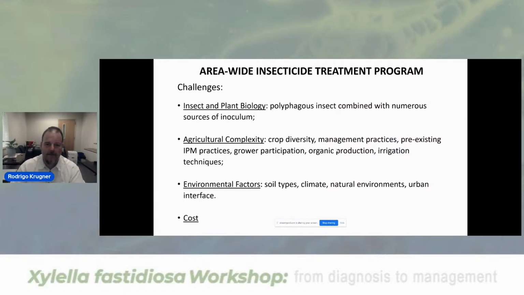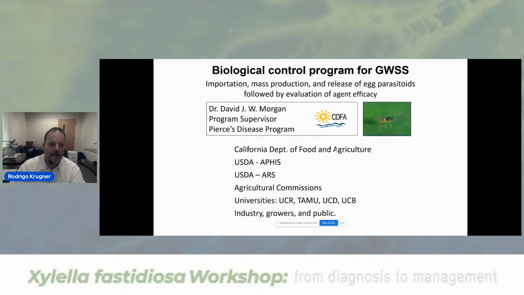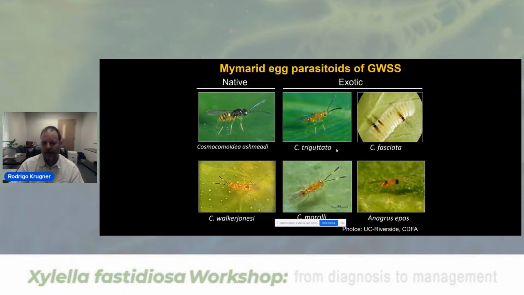There are other challenges as well. Again, the insect is a polyphagous insect, with a number of plant species it can feed on. Xylella can also infect a number of plants. Crop diversity, soil types, a number of things complicate this insecticide treatment program. There's also a biological control program for glasswing sharpshooter. That involves importation, mass production, and release of egg parasitoids. That's coordinated by Dr. David Morgan with the CDFA in collaboration with a number of institutions there.